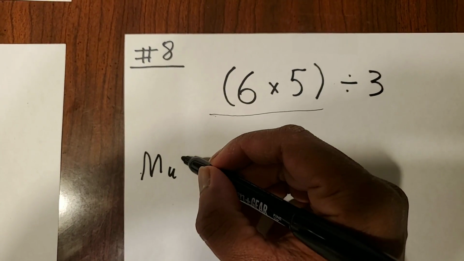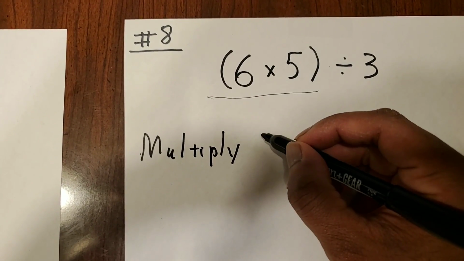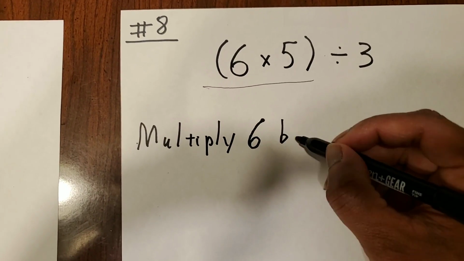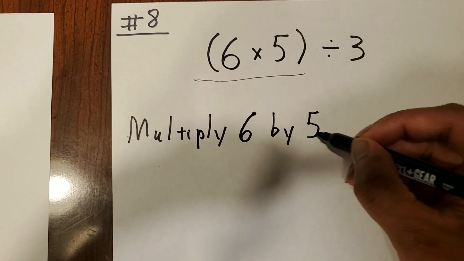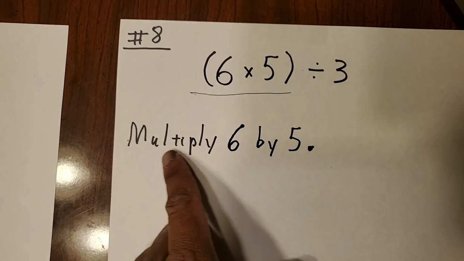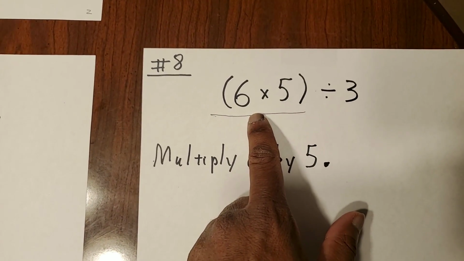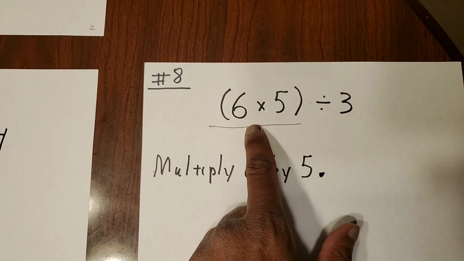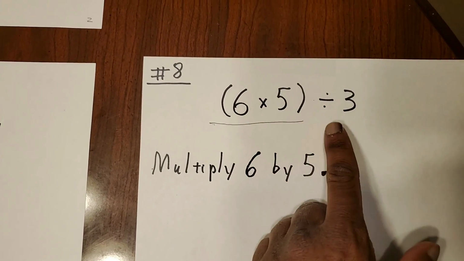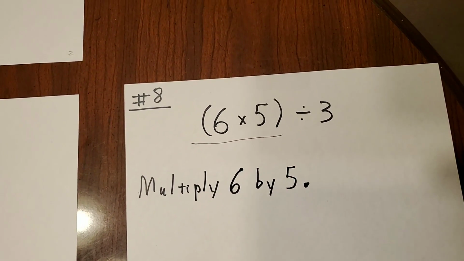So let's write multiply 6. What are we multiplying? 6 and 5. So we're going to say multiply 6 by 5. So we're finished with the first part. Multiply 6 by 5 represents 6 times 5. Okay, now let's go to the second part. We have 6 times 5 divided by 3.